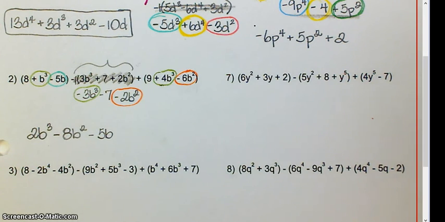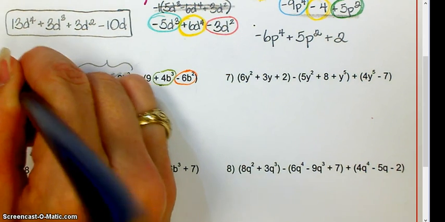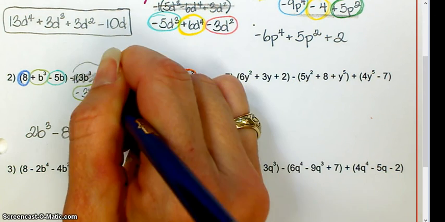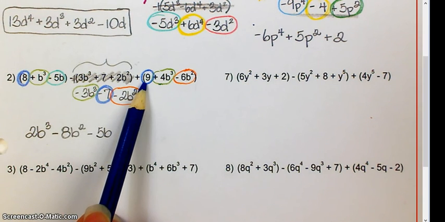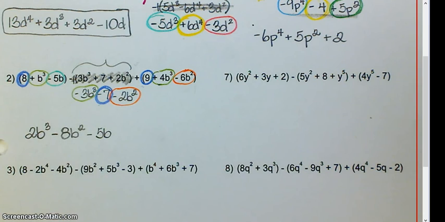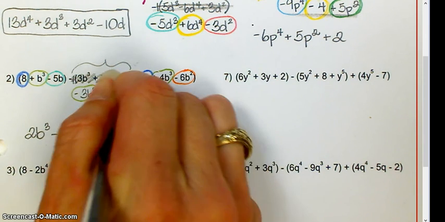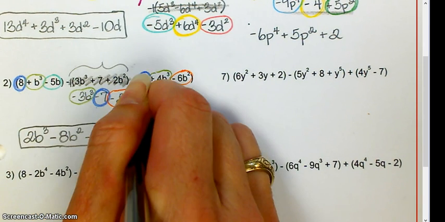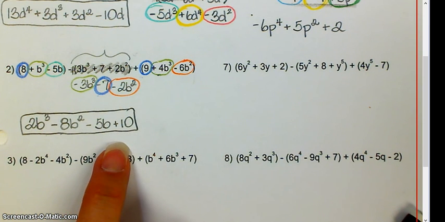And then last but not least is your just regular old garden variety numbers. I have an 8 right here, a positive 8. I have a positive 9 right here, and I have a negative 7 right here. 8 plus 9 is 17. 17 minus 7 is 10, so plus 10. There is your polynomial once you combine everything. When it is written from greatest degree to least degree, what is that called? Awesome. It's standard form.